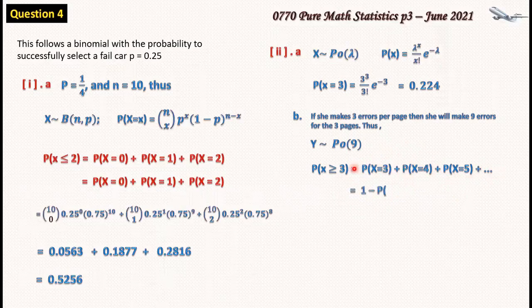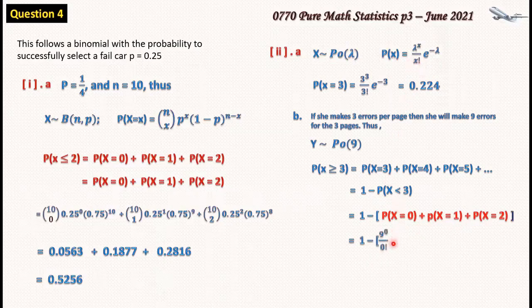First of all, we look for the probability of x strictly less than 3. And 1 minus the probability of x strictly less than 3 is equal to the probability of x greater than or equal to 3. This is the shortcut we are using. The probability of x less than 3 is the probability of x equals 0 plus x equals 1 plus x equals 2. So we have 1 minus the probability of x equals 0 plus x equals 1 plus x equals 2. Okay, so we apply our Poisson here.